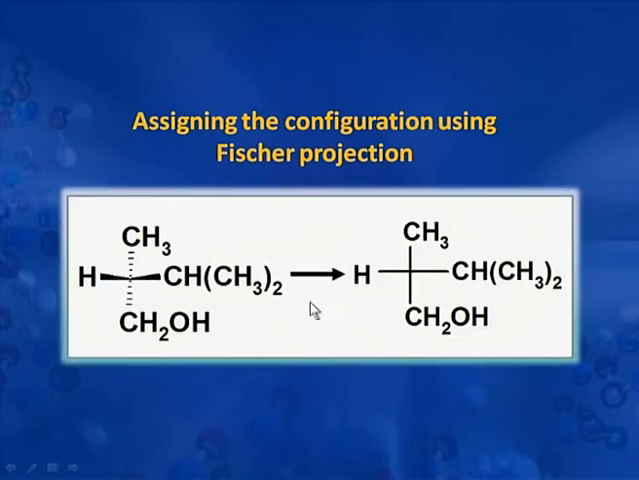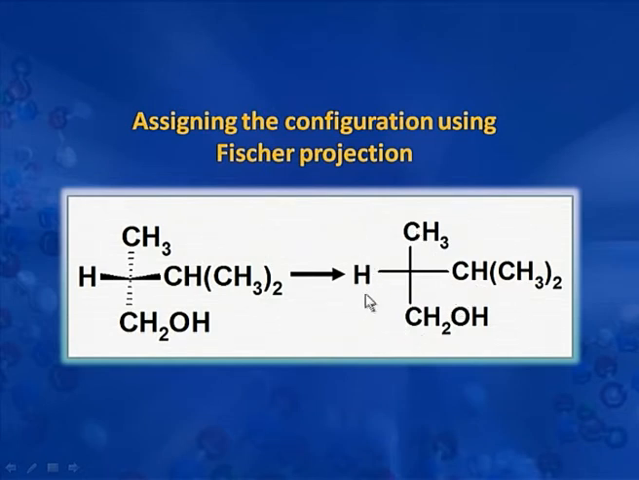In this case, if we write it in the Fischer projection, these are the 2 groups coming out of the plane. So they occupy this horizontal position. These are the 2 groups going behind. They occupy this position on the vertical line. And now next is that we assign priorities to these groups using the sequence rules. What we find is that all these 3 groups are attached through carbon. So the first atom is carbon, and priority cannot be decided on the basis of first atoms. This hydrogen obviously gets the 4th priority.